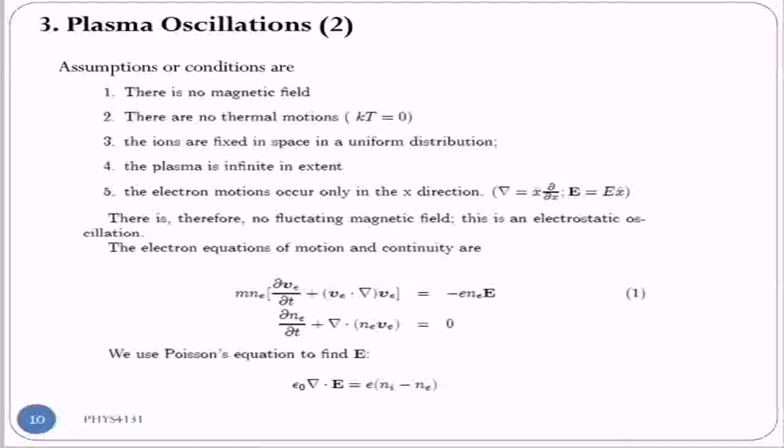Assumptions or conditions are: there is no magnetic field, there are no thermal motions, i.e. the product of Boltzmann constant K and temperature will be equal to 0. The ions are fixed in space in a uniform distribution. The plasma is infinite in extent. The electron motions occur only in the x direction.